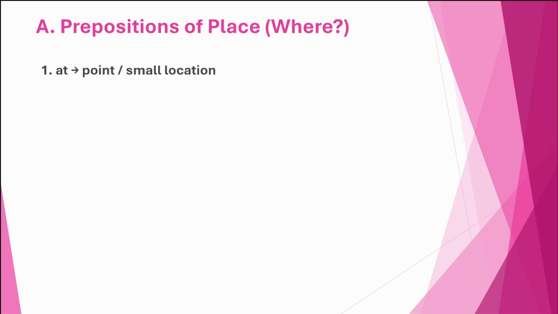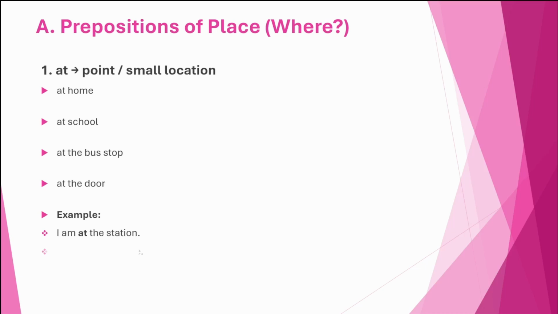So the first preposition that we are going to discuss is the preposition at, which is used to denote a precise point of location. For example, at home, at school, at the bus stop, or at the door. Some examples where it can be used: I am at the station, which means that I am personally present at the station.